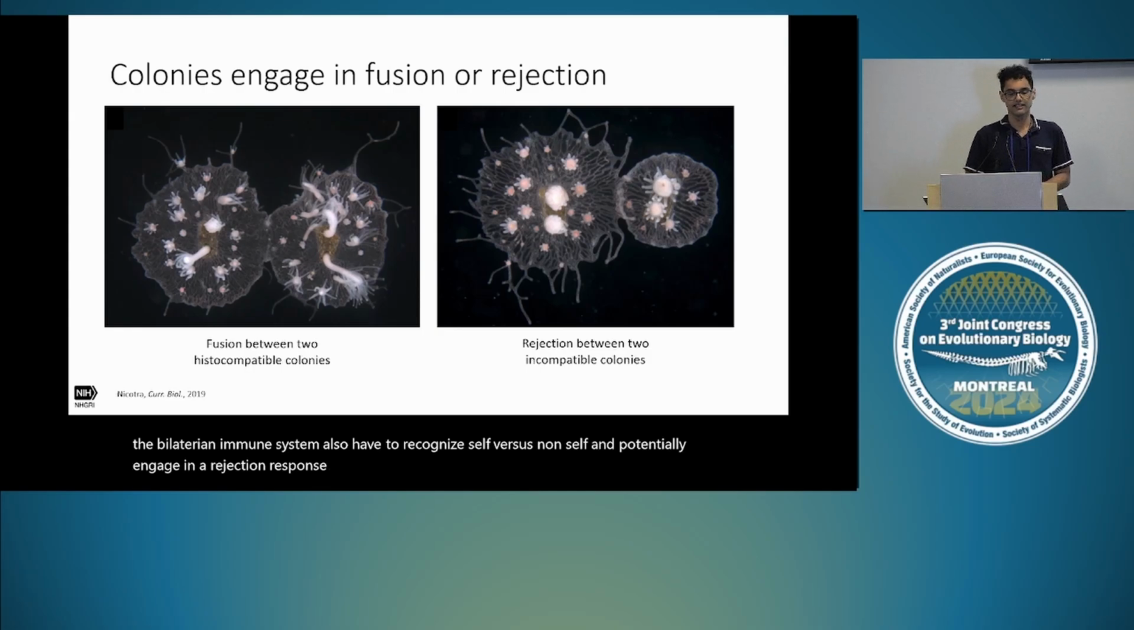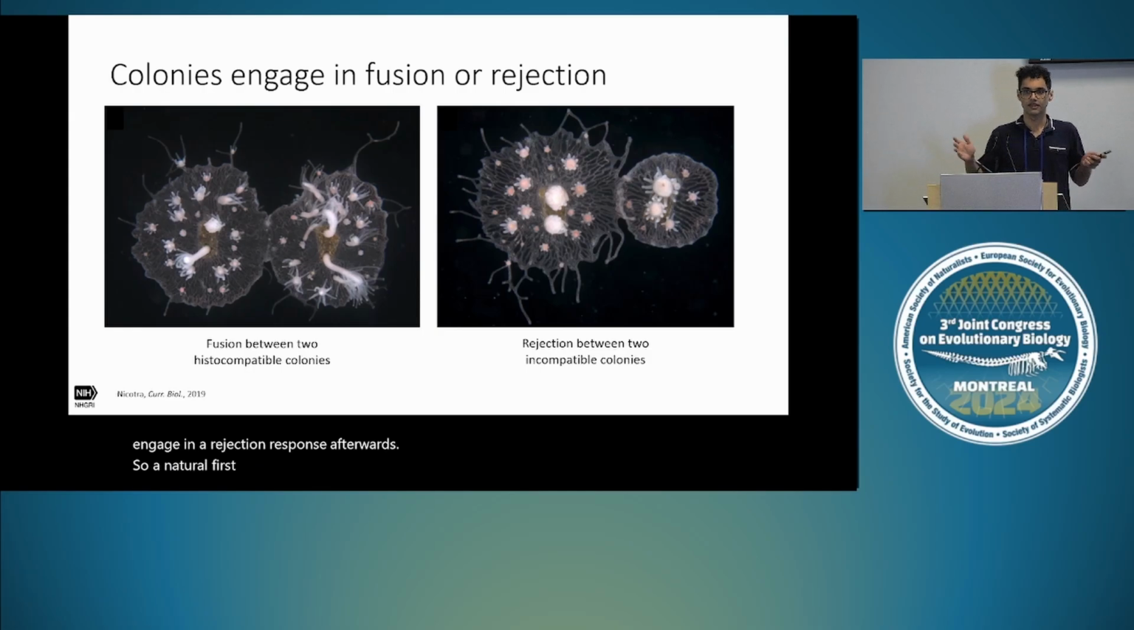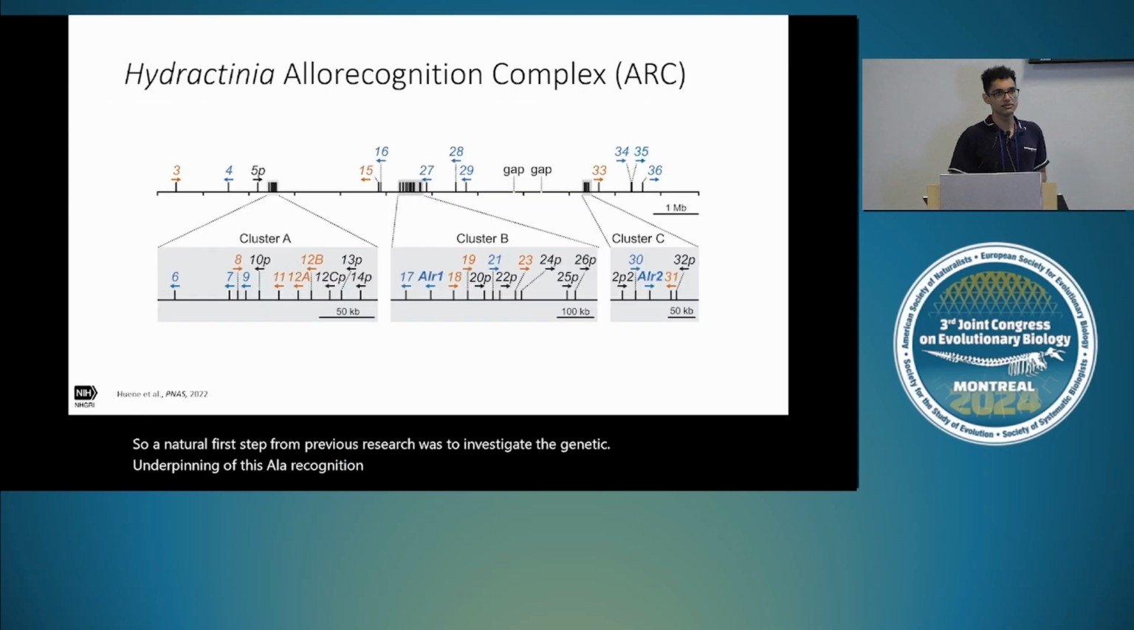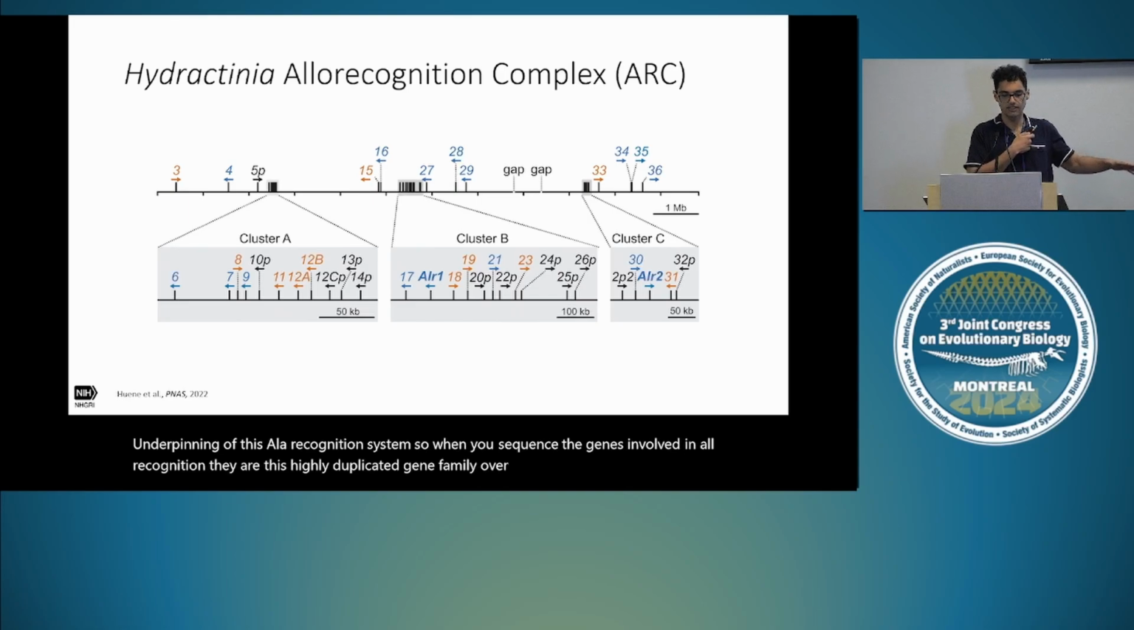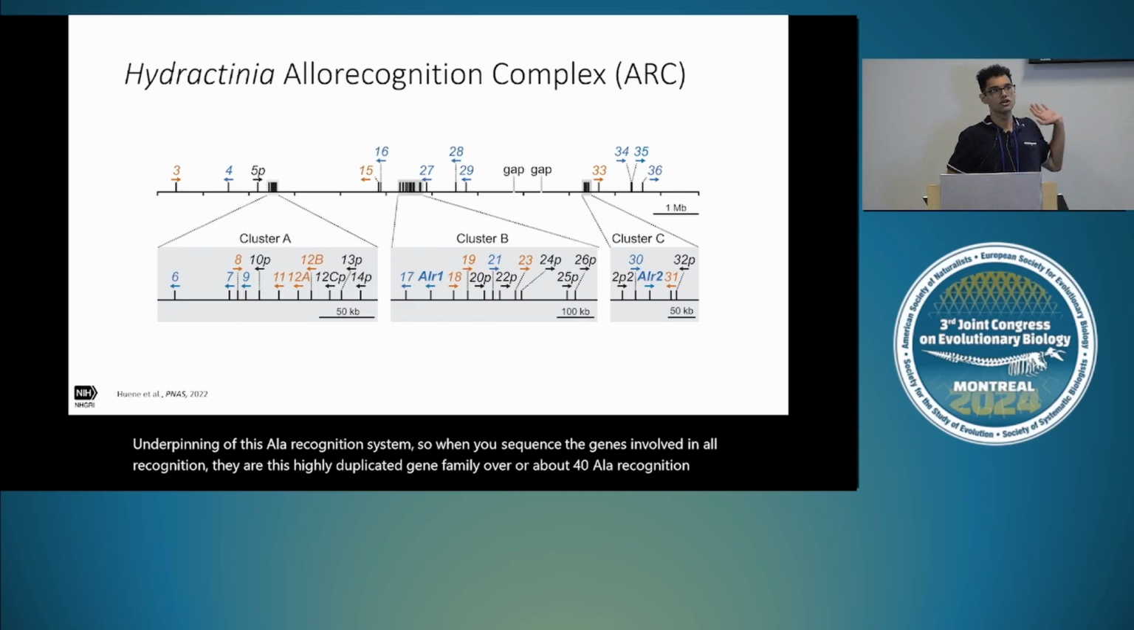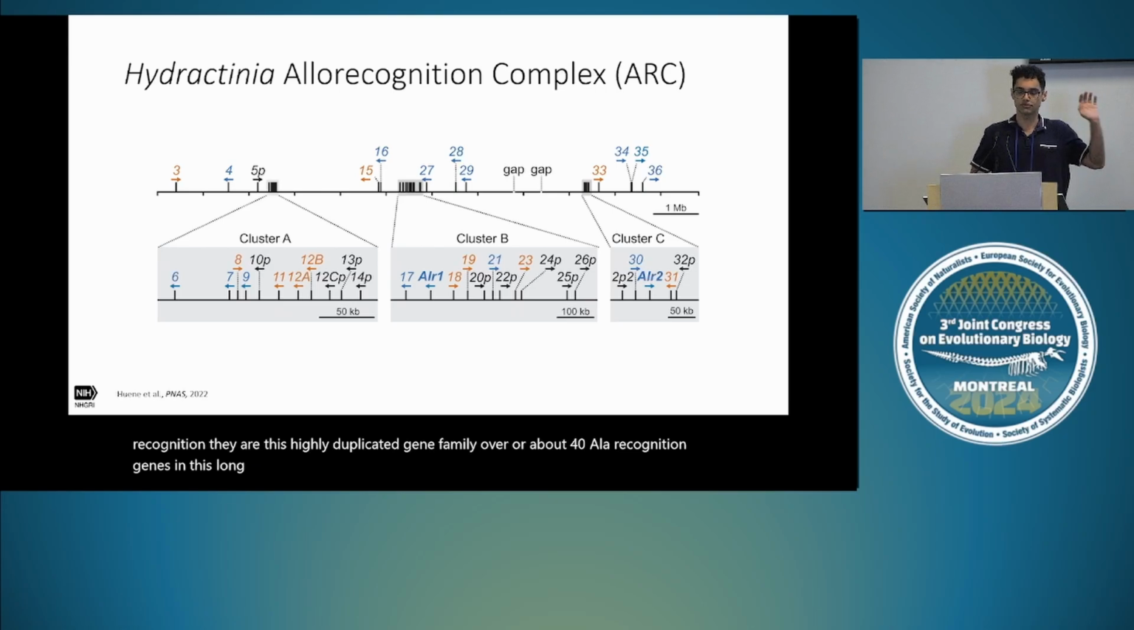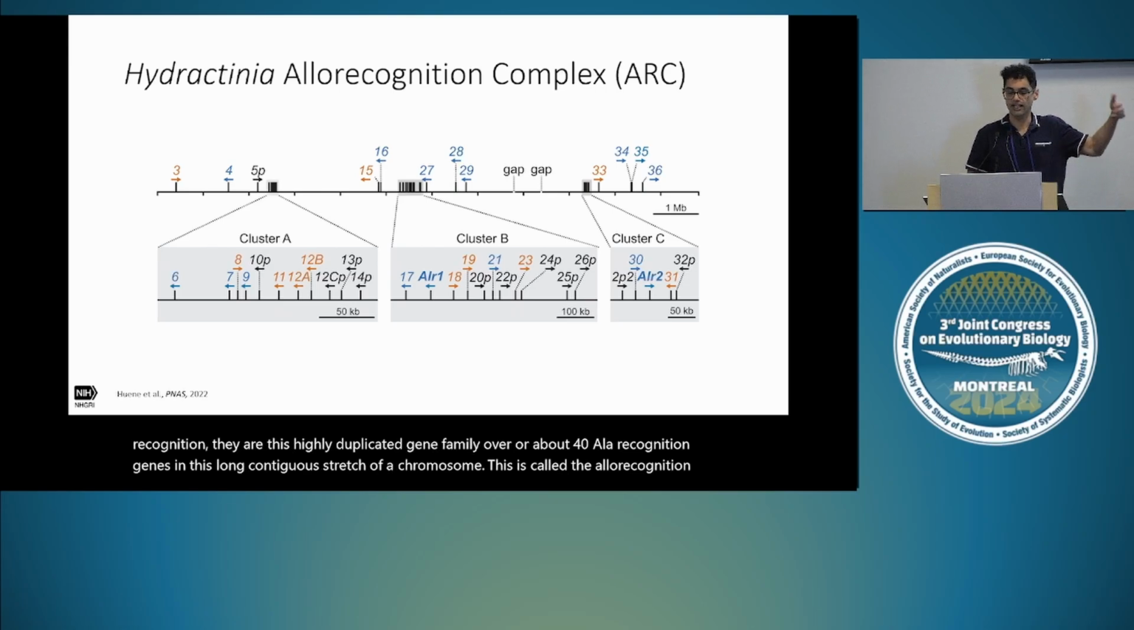So a natural first step from previous research was to investigate the genetic underpinning of this allorecognition system. When you sequence the genes involved in allorecognition, they are this highly duplicated gene family, about 40 allorecognition genes in this long contiguous stretch of a chromosome. This is called the allorecognition gene complex, or ARC.